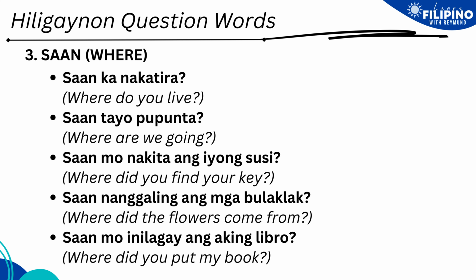Saan mo nakita ang iyong susi? So where did you find your key? Kita is to find, or to see. And a susi is a key. So saan mo nakita ang iyong susi? Saan nang galing ang mga bulaklak? Where did the flowers come from? Nang galing is came from, and a bulaklak is a flower. Saan nang galing ang mga bulaklak?